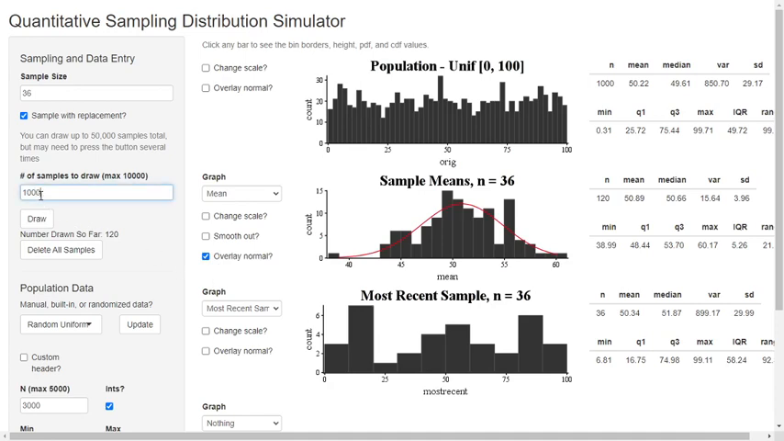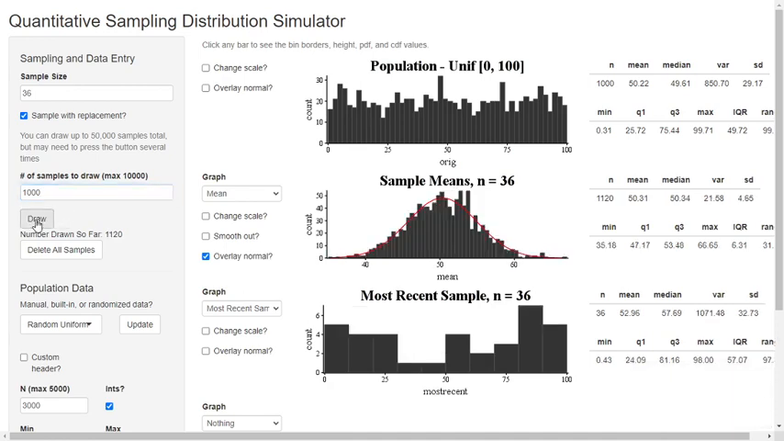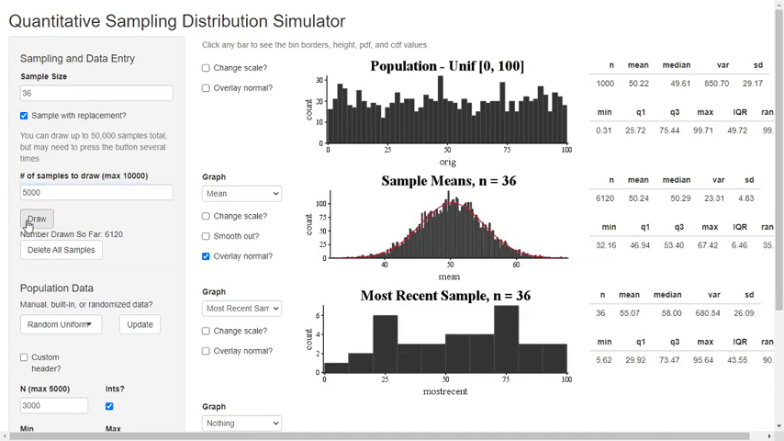But this time, let's do 1,000 samples. So now we'll be up to 1,120. Now you can see how when we do 1,120 random samples, they do tend to cluster toward the middle, and they start taking on a normal shape. We can do even more than that. Let's do 5,000 on the next draw. 5,000 samples of size 36. And if we do that, it gets more and more normal looking.